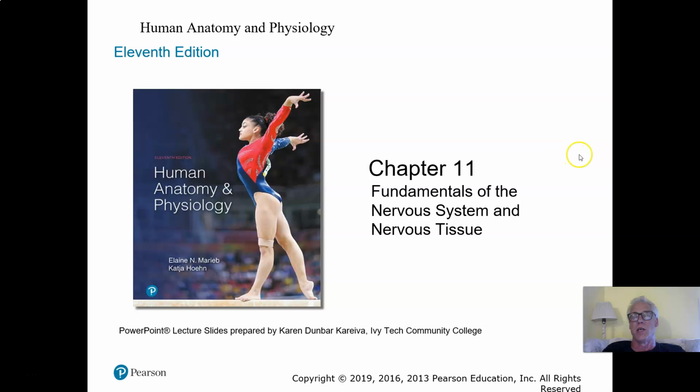This will be the first in a series on the fundamentals of the nervous system. Chapter 11 gives us an introduction to the nervous system, which will provide a foundation for the subsequent chapters, which will take us right down to the end of the semester.